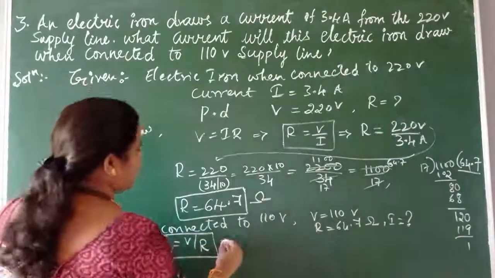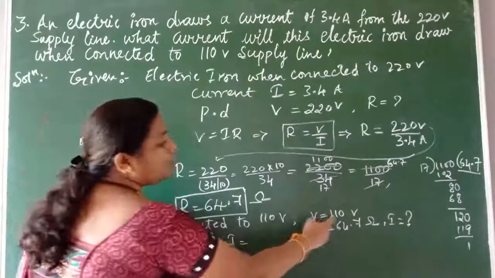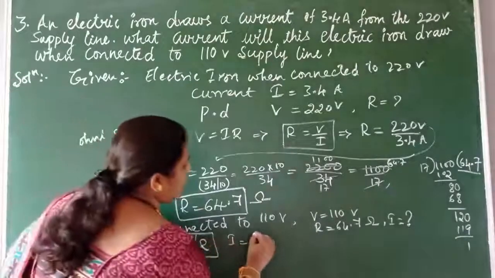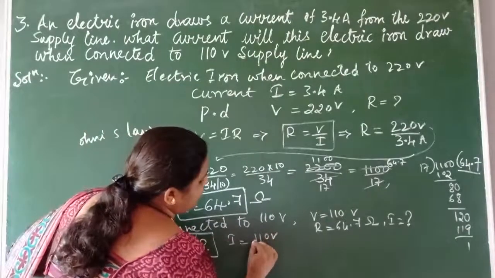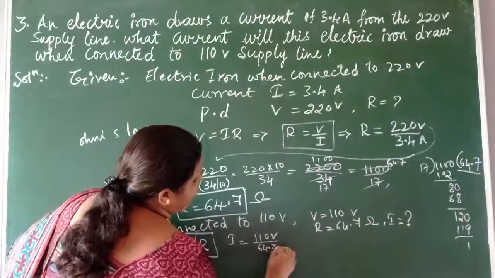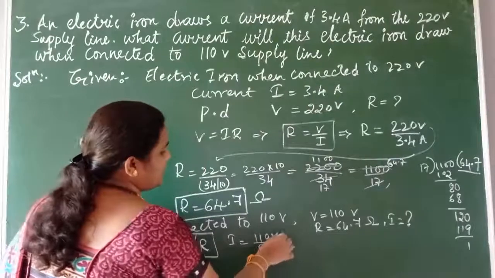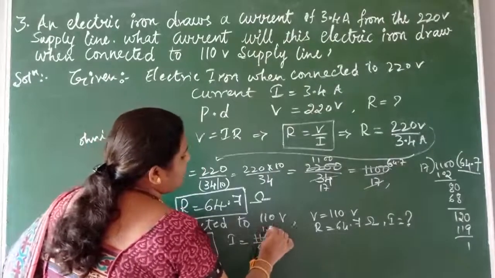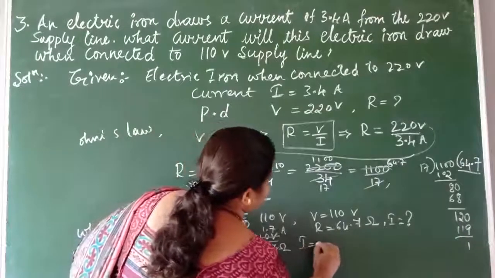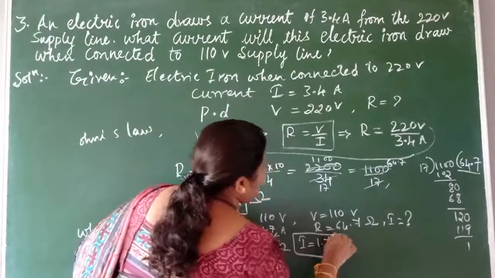Now substitute the values, that is, I is equal to V by R. Now it has supplied 110 volts supply. So 110 volts divided by 64.7 ohms. Okay children, when you make the cancellation, you will get nearly 1.7 amperes. That is, I is equal to 1.7 amperes of current you will obtain.